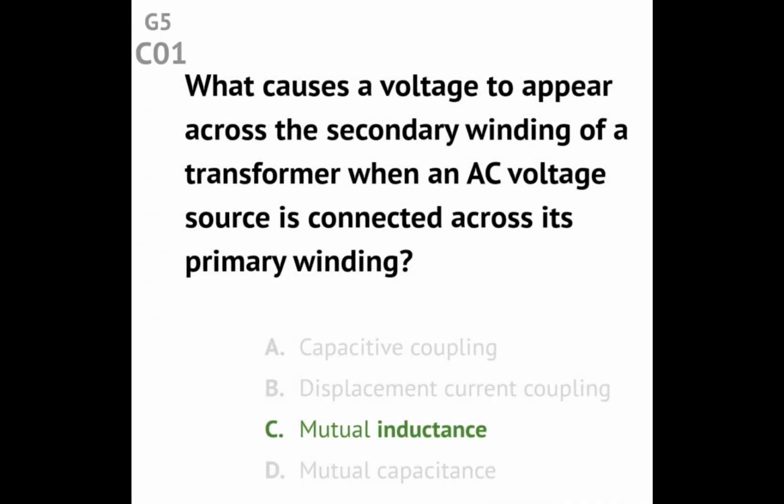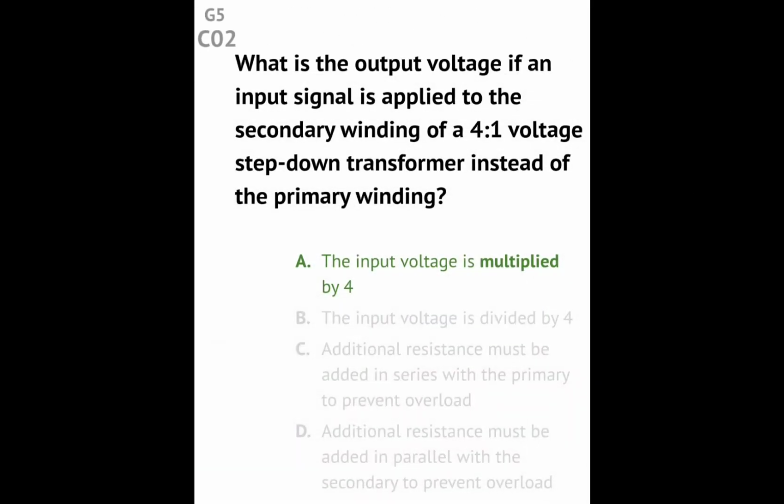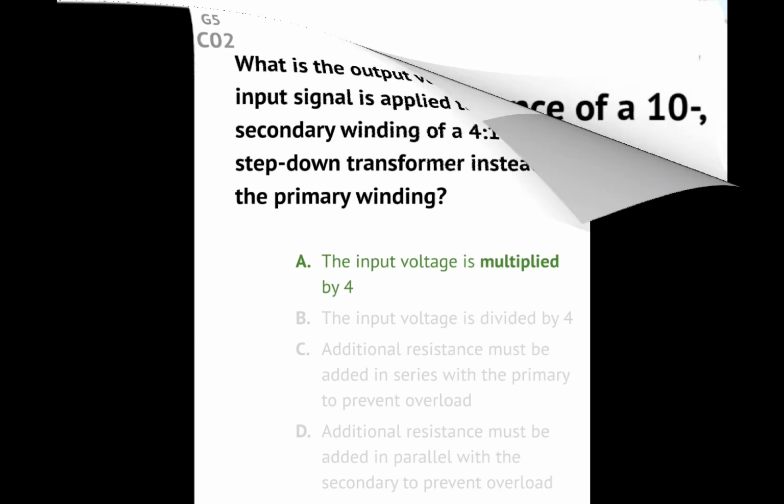Question G5C01. What causes a voltage to appear across the secondary winding of a transformer when an AC voltage source is connected across its primary winding? Answer: mutual inductance. Question G5C02. What is the output voltage if an input signal is applied to the secondary winding of a 4-to-1 voltage step-down transformer instead of the primary winding? Answer: the input voltage is multiplied by 4.